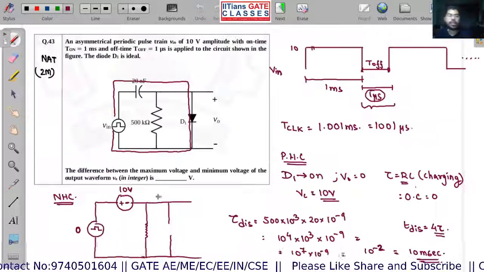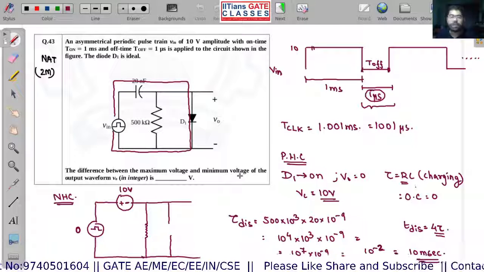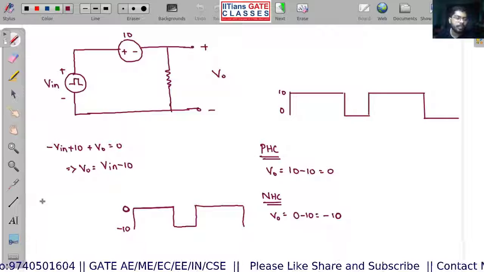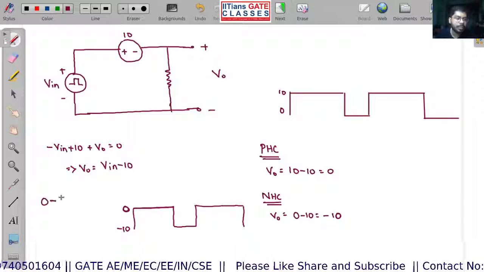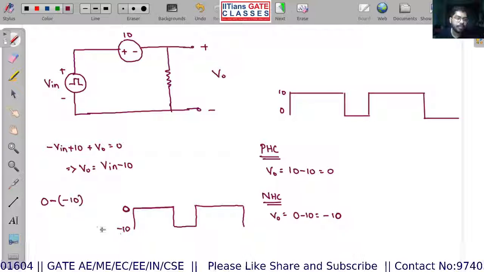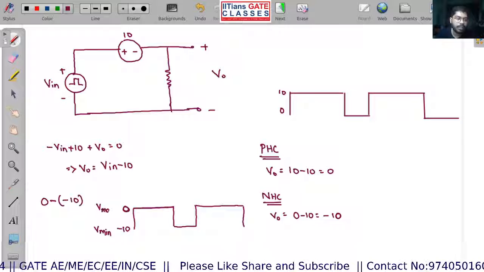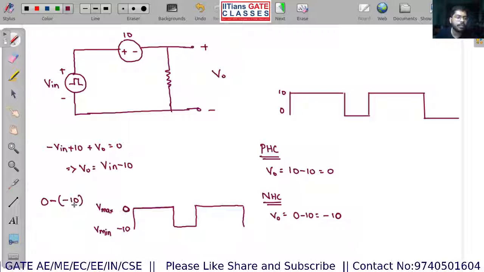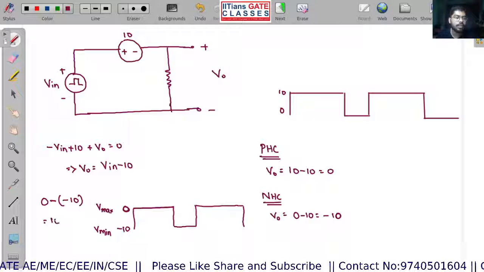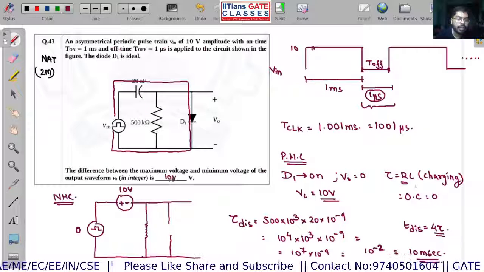Now what they have asked is the difference between the maximum voltage and the minimum voltage. So this is minimum, minus 10, and this is maximum voltage. The difference between maximum and minimum comes out to be 10 volts. So your answer to this question will be 10 volt.